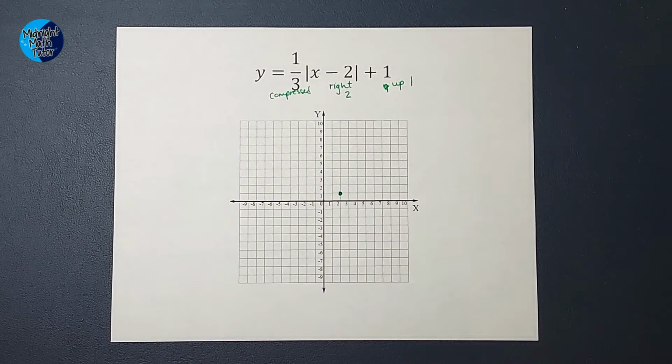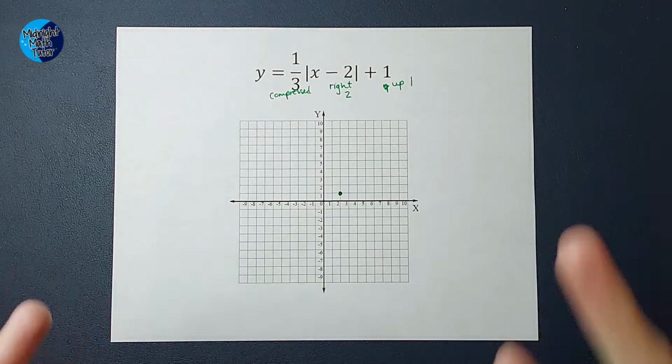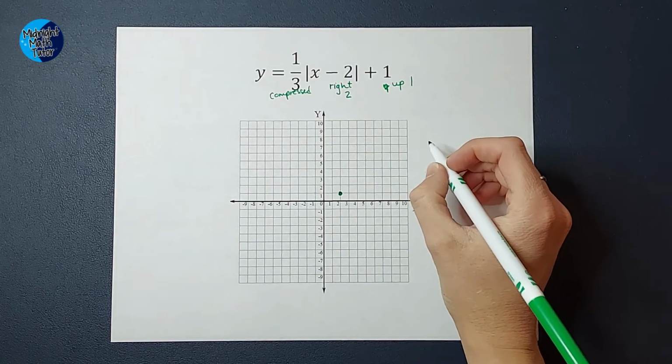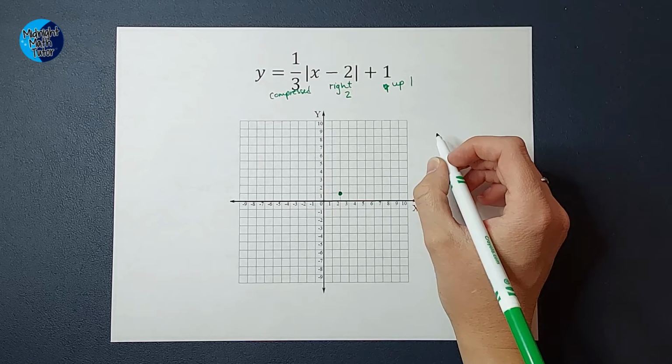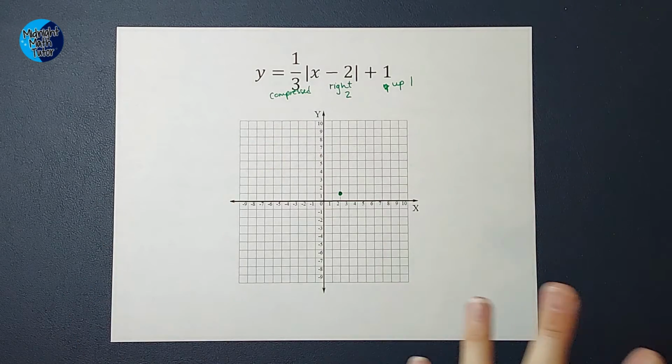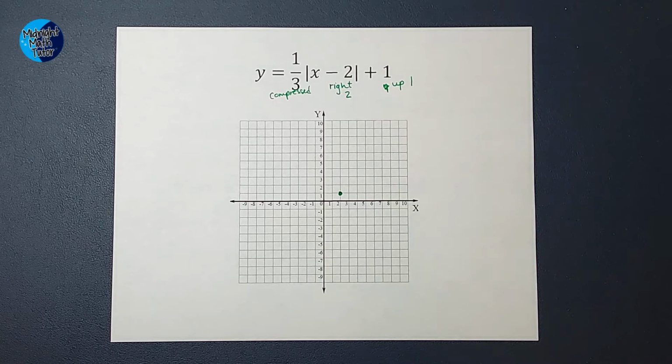Now, there might be some teachers who all they want to know right now is that you know where the new vertex is and that it opens up, and then you maybe make a note that says there's going to be a vertical compression of 1/3, right? Just make that note. But there might be some teachers that want you to actually show what that compression looks like on the graph, okay? So in that case, we're going to plug in some points, okay?